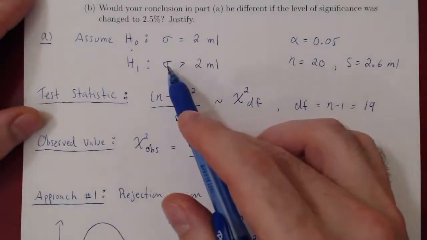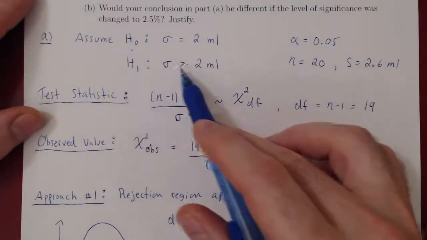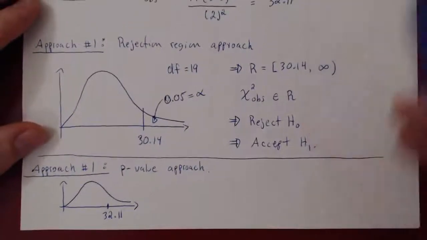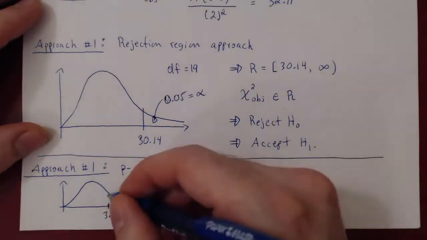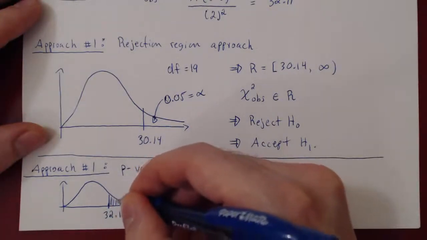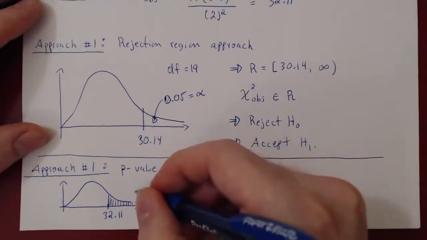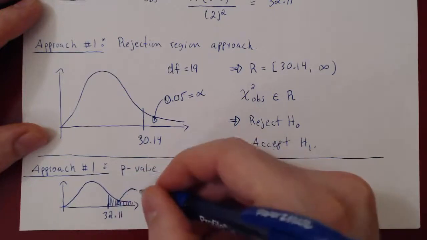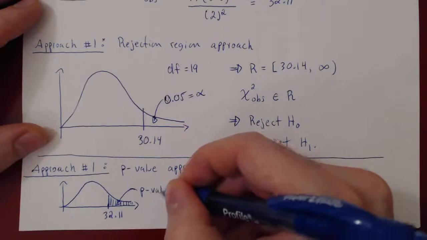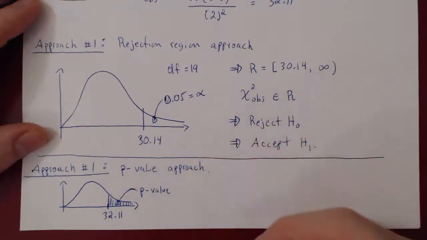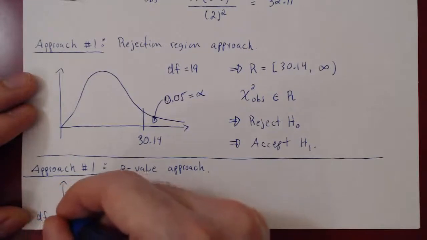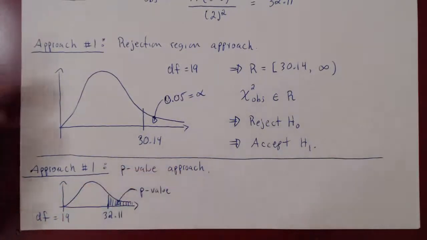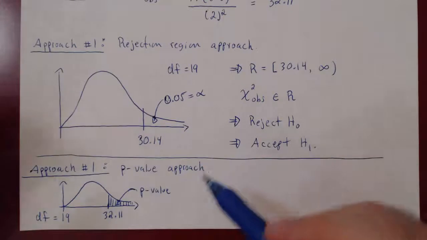Well, if you go back, we had a right tail test. Sigma was assumed in H1 to be bigger than 2. So the p-value will be the probability of observing a value as big as the one we have or bigger, because we have a right tail test. And this will be our so-called p-value. That's the one we want to find, keeping in mind that we had 19 degrees of freedom.